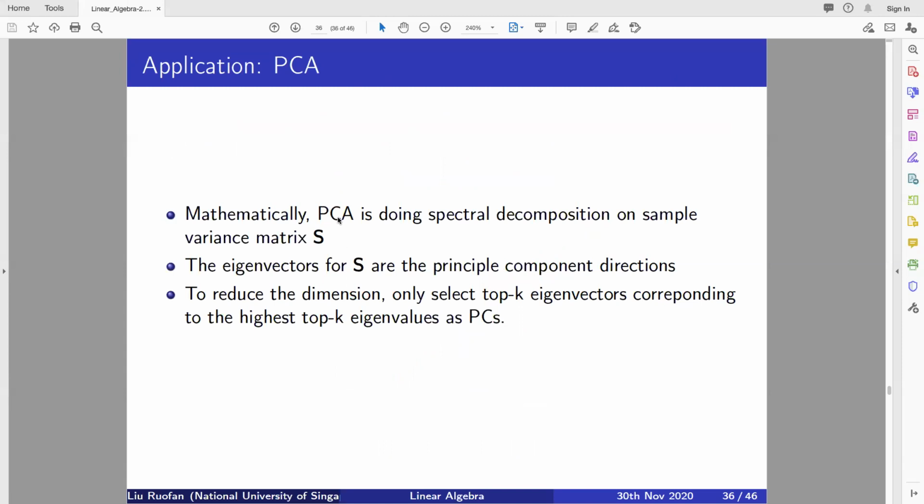Mathematically, PCA is doing spectral decomposition on the sample variance matrix S instead of the original data matrix. The eigenvectors of S are the principal component directions. To reduce the dimension, we only select the top k eigenvectors corresponding to the highest top k eigenvalues as principal components because they are the most important ones.